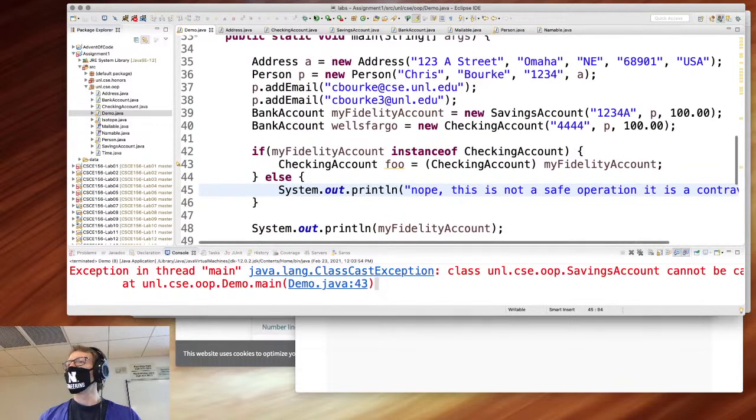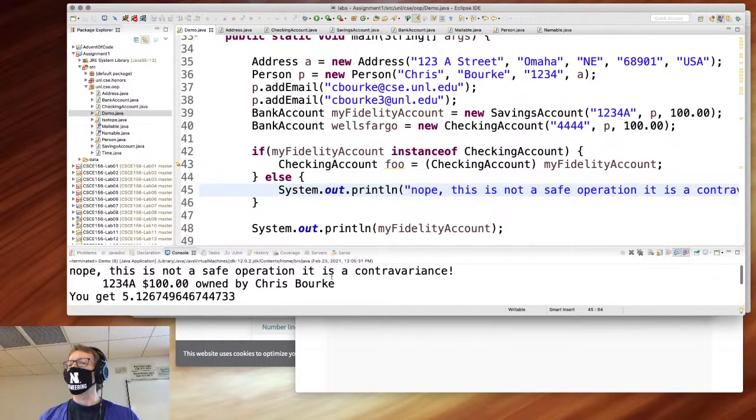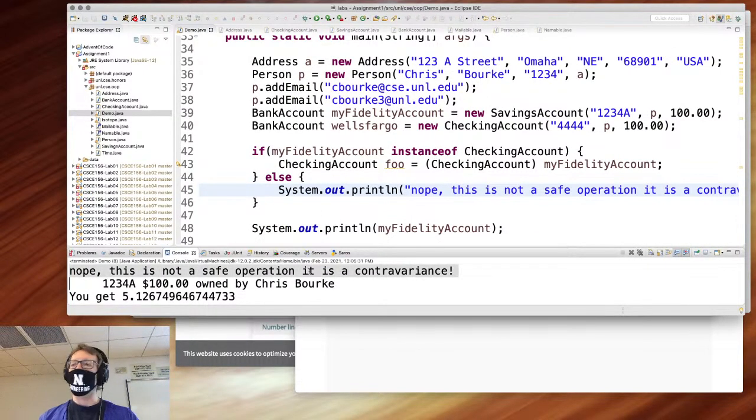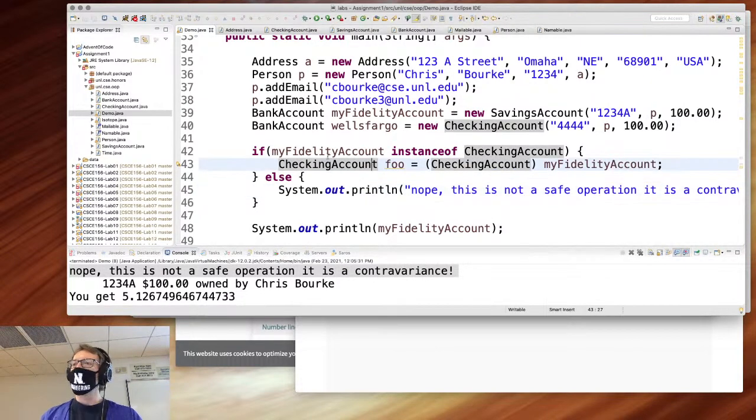So now I'll get this message up here instead. This is not a safe operation. It's a contravariance. My Fidelity account, which is a bank account, but it's actually a savings account, is not an instance of a checking account. I don't know, I don't think you can do this. No. You just have to say not. No, you can't do something like that either, right? You just have to put it into the else.